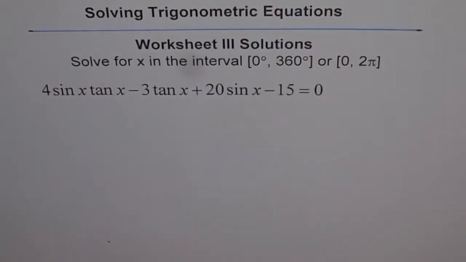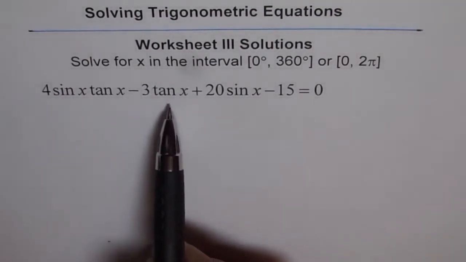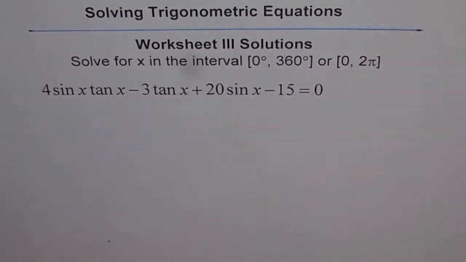Solving trigonometric equations, worksheet 3 solutions. Solve for x in the interval of 0 to 360 degrees or 0 to 2 pi. The equation before us is 4 sin x tan x minus 3 tan x plus 20 sin x minus 15 equals 0. I hope you got this. If not, then look into this solution and my suggestions.